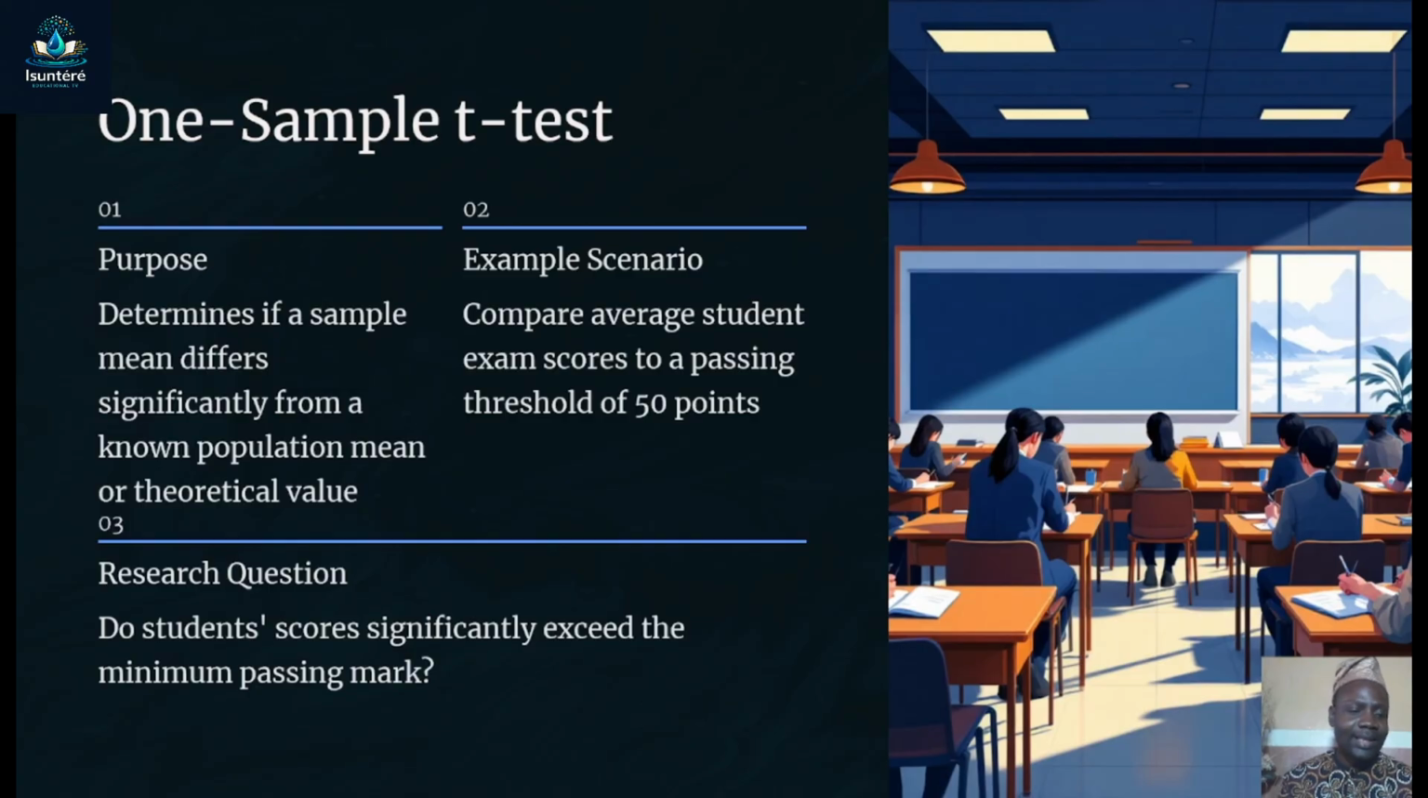So the research question for that will be, do students' scores significantly exceed the minimum pass mark? So that minimum pass mark is the fixed one. So in a one-sample t-test, the mean that we are comparing with, the standard mean, is actually fixed.